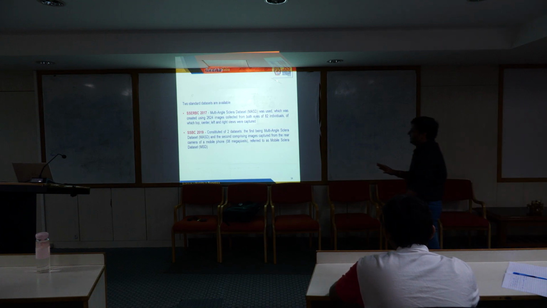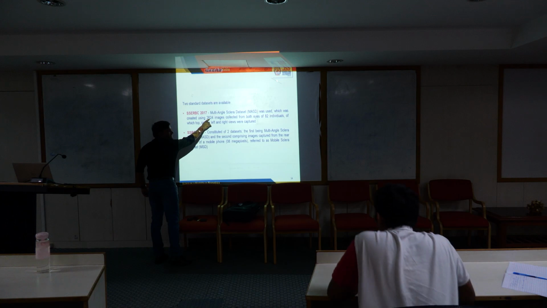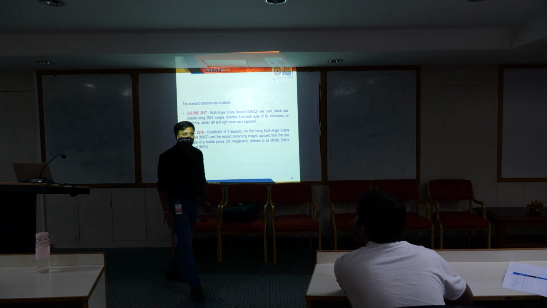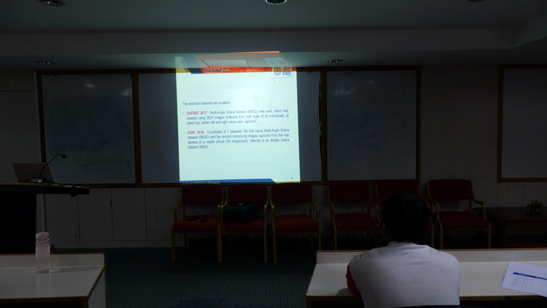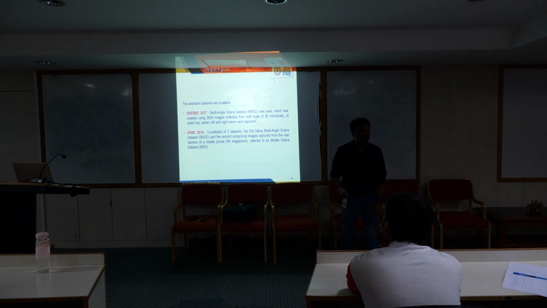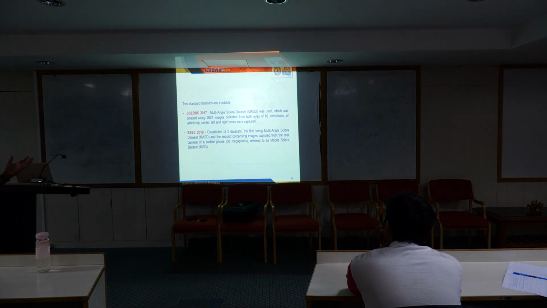But you can see the major problem with this. What is that? 2624 images. After all, it is very minute. You don't have a sufficient database, and it was created using how many individuals? Hardly 82 individuals. So why I'm stressing this slide is because of the scope that is available in this area.